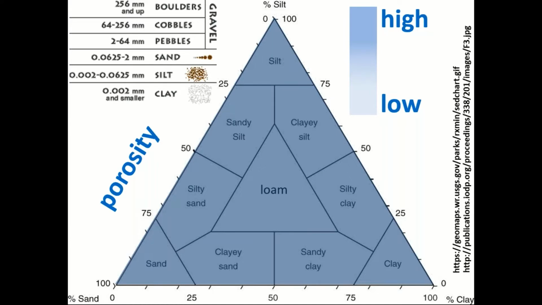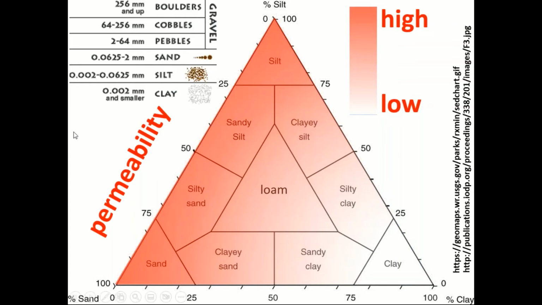The problem is permeability. Well, it's not a problem, but it's a difference here, right? So for permeability, we're talking about the ability of these substances to allow a fluid to move through it, right? How easily a fluid can move through something. So according to this, anything on the silt and sand end of the scale is highly permeable compared to something that's rich in clay.